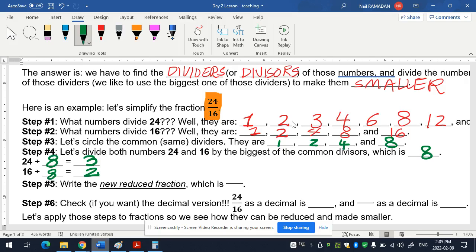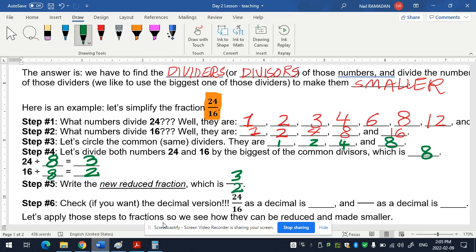By the way, could it get any smaller than this? Impossible. You know why? Because we've already used the biggest divider. So we've already gone to the end of the whole process. Okay? So 3 over 2. So 24 over 16 is 3 over 2. How do you check?